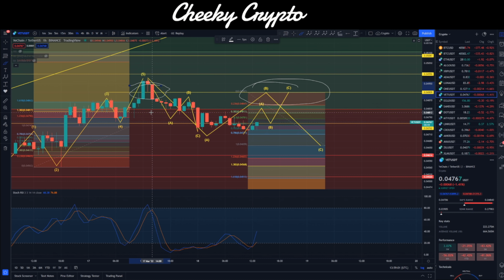Ultimately, we moved up to 4.909. We got rejected from it. We pushed through it. We tested it as support. We pushed up, and then we fell through it, tested it as resistance. High probability that we're going to find resistance somewhere around this red line here.